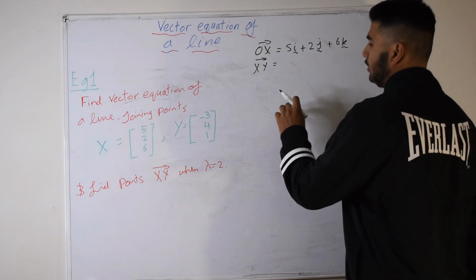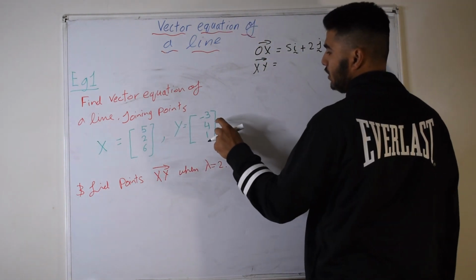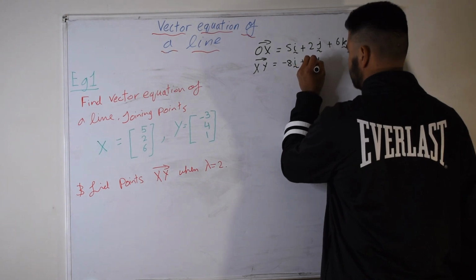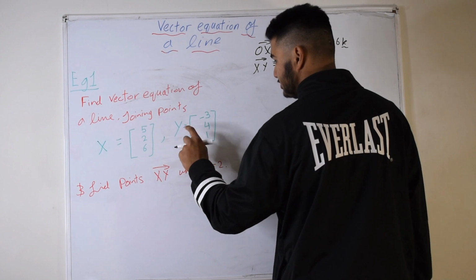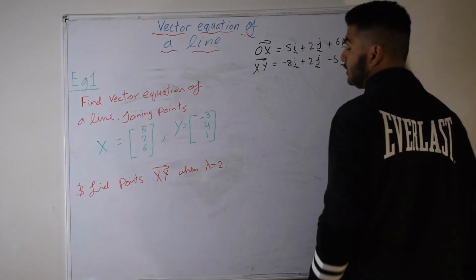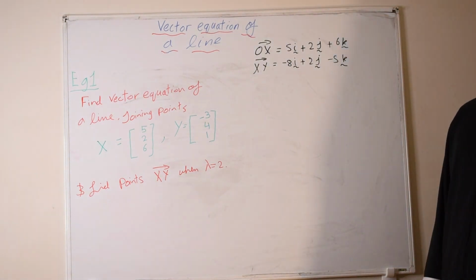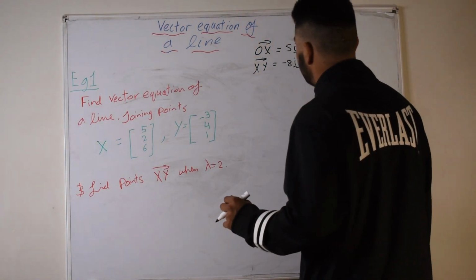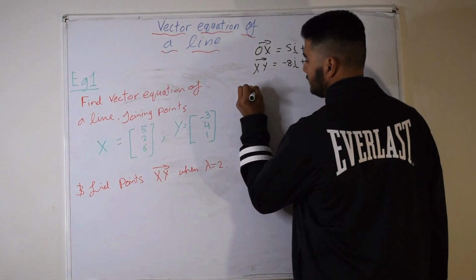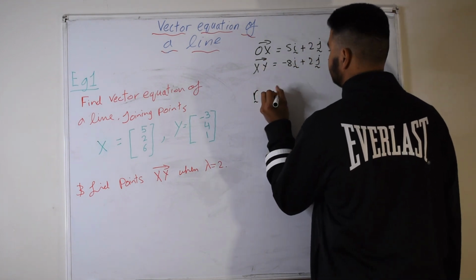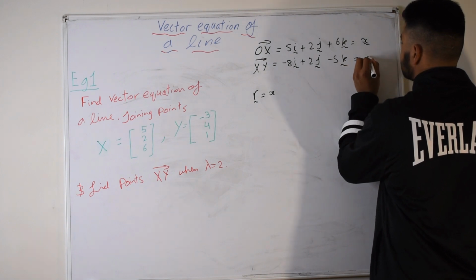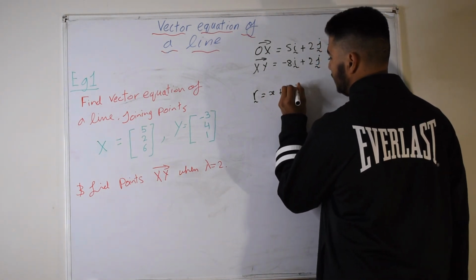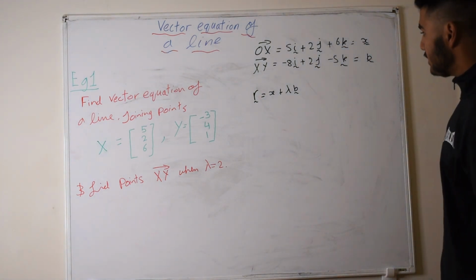And XY in this case is vector y minus vector x. So -3 minus 5 is -8i, 4 minus 2 is plus 2j, and 1 minus 6 is minus 5k. So the equation of this line is going to be vector r equals lowercase a plus lambda b. We'll denote this as lowercase a and lowercase b. So this is going to be a plus lambda b, correct? It's going to be the vector equation of a line.